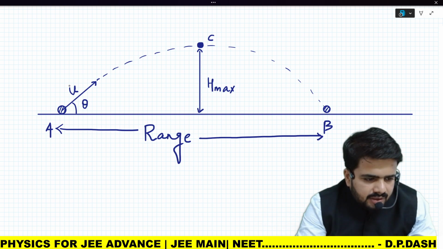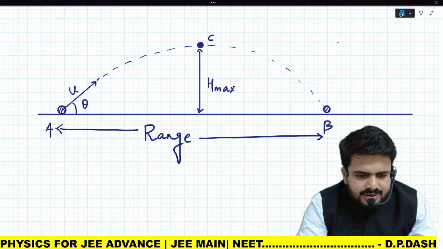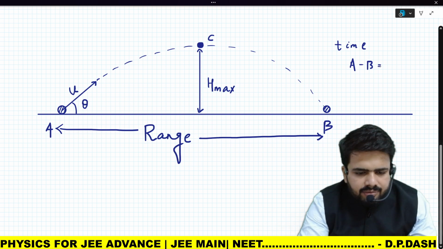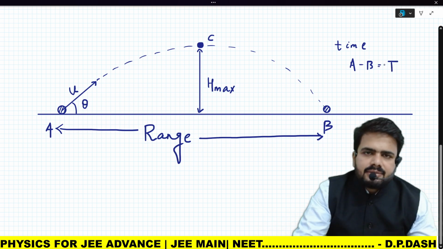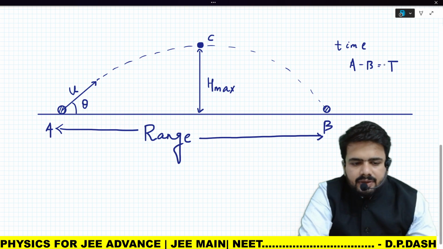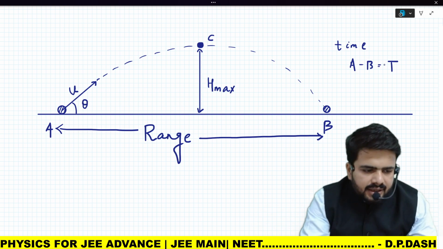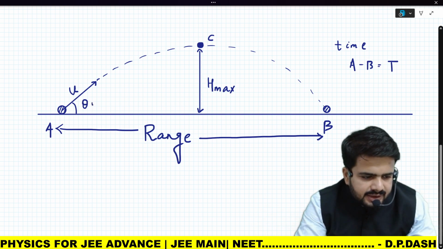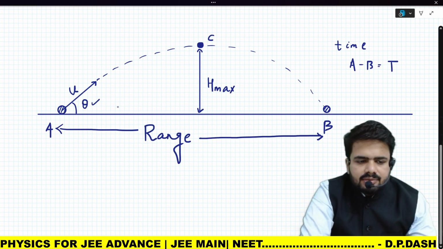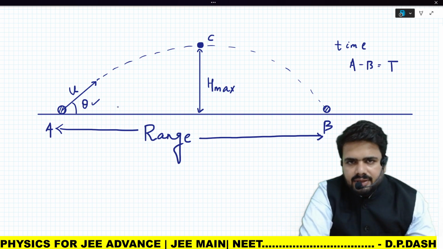Similarly, the time it takes to completely travel from point A to B is what we call the time of flight, which is denoted by the capital letter T. These three are important parameters, and here you can see the angle theta is the angle of projection, the angle with which we have projected the projectile with respect to the horizontal.